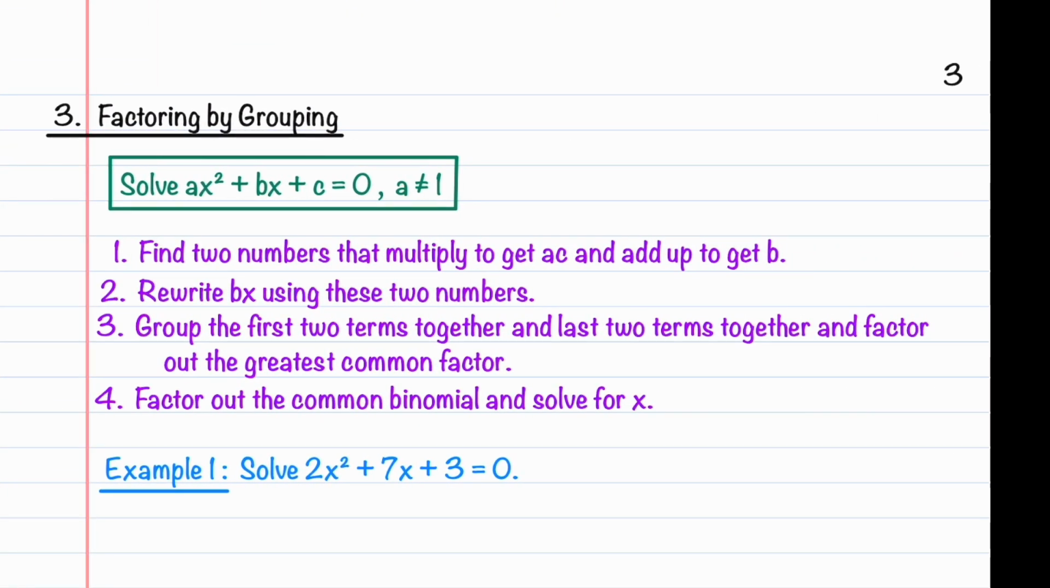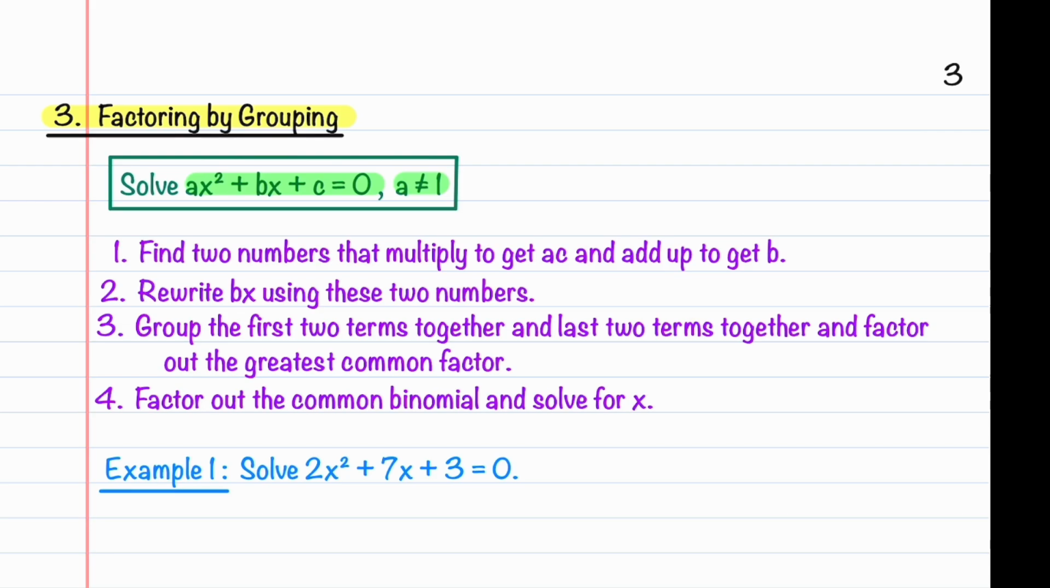The factoring technique that we're going to look at now is called factoring by grouping. Factoring by grouping is a good technique to use when you're solving ax squared plus bx plus c is equal to 0, and a, that's the term that multiplies your x squared, is not equal to 1. This is a little bit more complicated, so you can see we have 4 steps that we can follow.